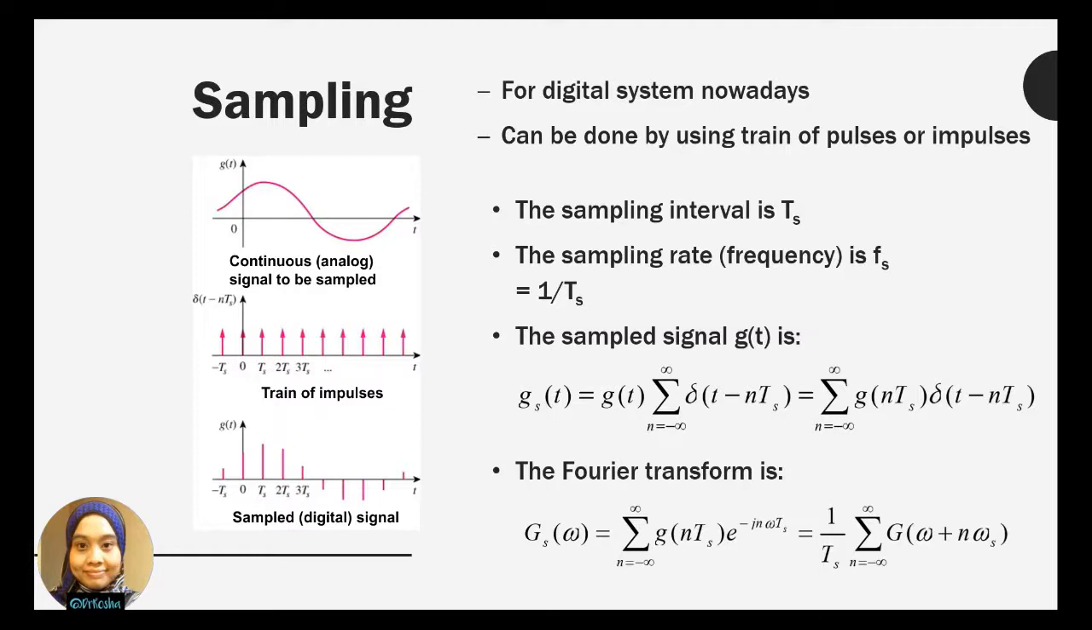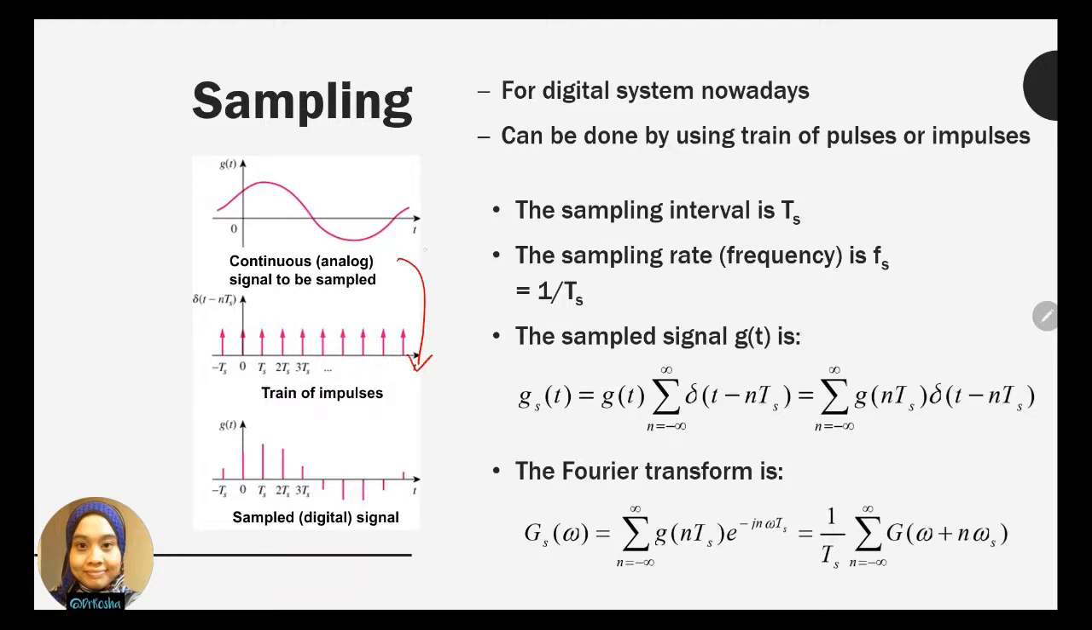Right, next is the sampling. When we have a continuous or analog signal, it needs to be sampled if we want to convert it to a discrete signal, or sometimes we call it a digital signal. How we can do that is by having the analog signal sampled as a train of impulses, like this.